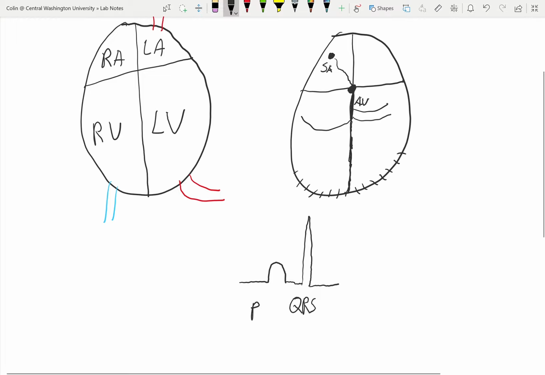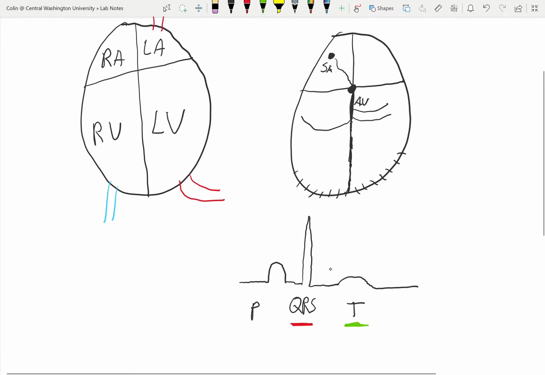Now, you get another period of no electrical activity, so we get another flat line. And then you get another bump that looks like that, and we call that the T wave. The T wave is representing the bottom of the heart relaxing. So it's squeezed on the QRS complex, and now it's relaxing on the T wave.